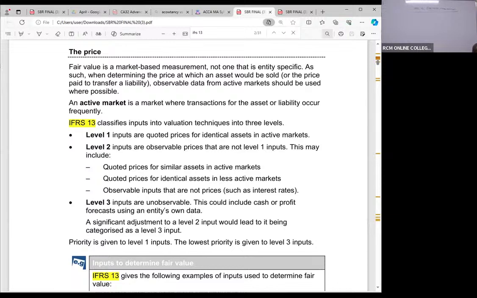IFRS 13 classifies, and this one is very popular in your exams, inputs into valuation techniques into three levels.